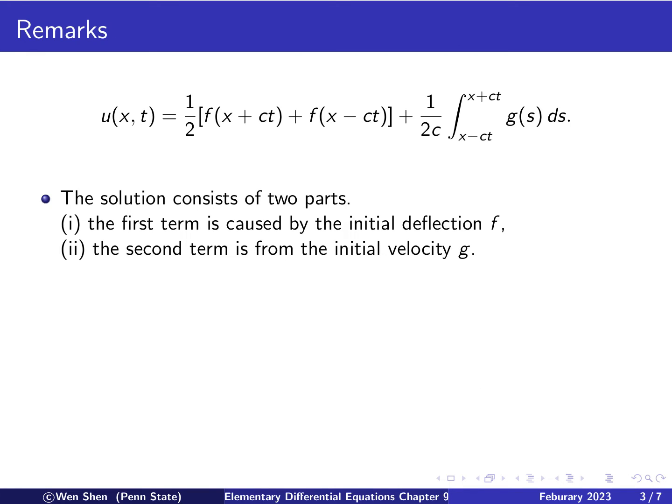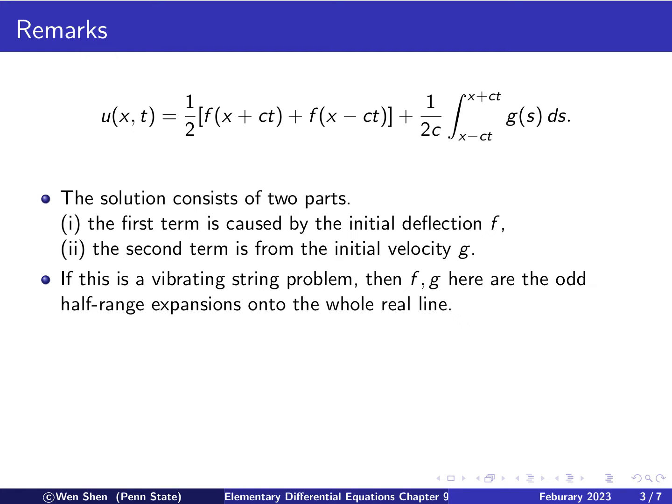Let's make some remarks on this form of the solution. The solution is repeated here. As we wrote it, it consists of two parts. The first part is caused by the initial deflection, the initial shape of the wave, and so it depends only on the function f. The second term is caused by the initial motion of the wave, where it's integrating the function g, which is the initial velocity.